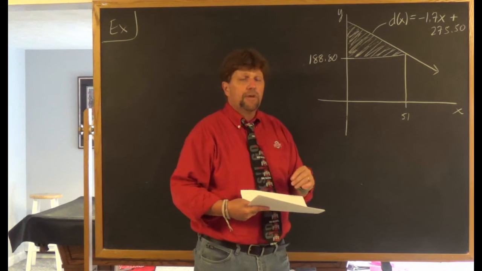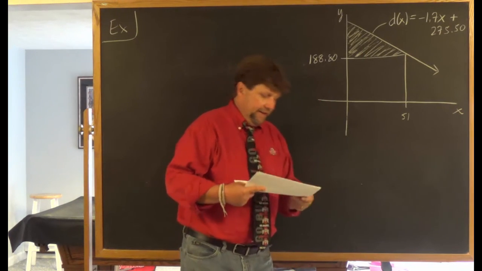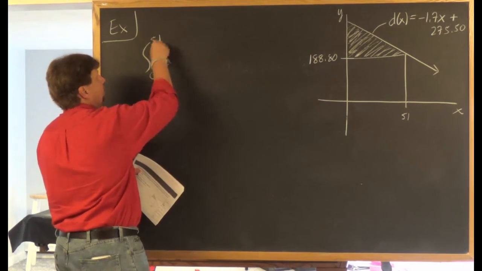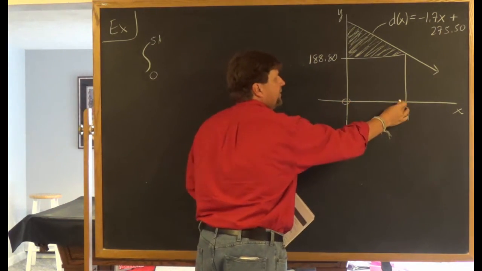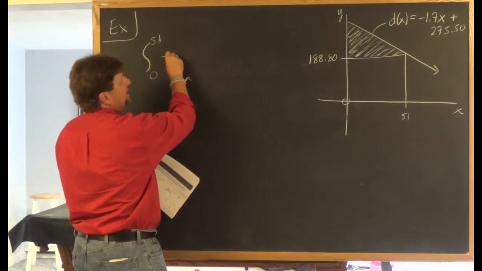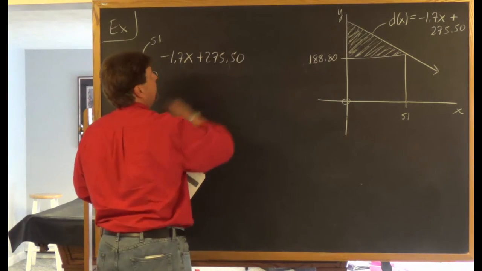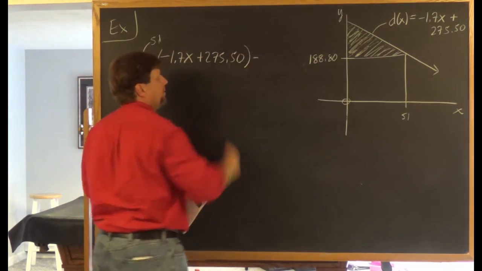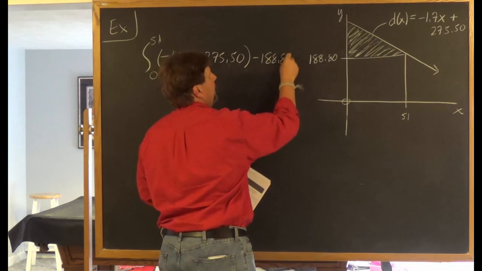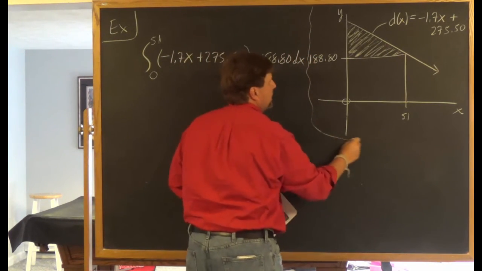So finding the area of this region, that's just old calculus, finding the area between two curves. To find the area between the two curves, I simply need to integrate from 0 to 51, that's what the region is bounded by. The top curve is the demand curve, negative 1.7x plus 275.50, minus the bottom curve. Here the bottom curve is simply 188.80. And we're integrating with respect to x.